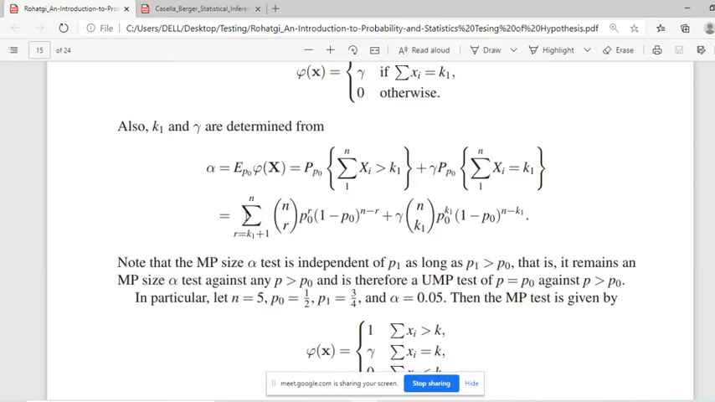So that is denoted like this: summation r from k1 plus 1 to n, nCr, because it is not binomial, nCr p naught raised to r, because we are considering this under the null hypothesis. That is p naught raised to r into 1 minus p naught raised to n minus r, plus gamma into, here we have only one probability mass function, that is nCk1 p naught raised to k1 into 1 minus p naught raised to n minus k1.